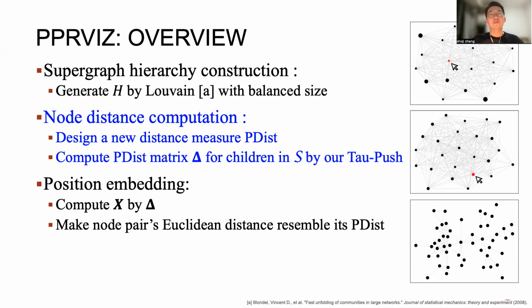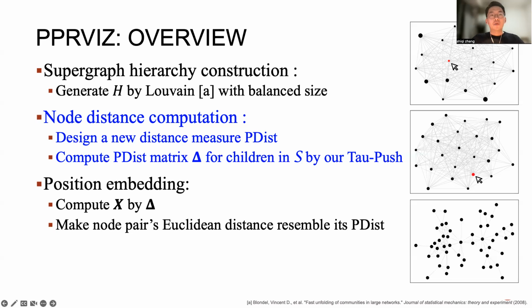Next, PPRVs introduces a new distance measure called PDist for computing graph theoretical distance. This measure, specifically designed for realization, captures the relationships between nodes in a more accurate manner. To compute the PDist for the children, we then propose an efficient estimation algorithm called tau push.